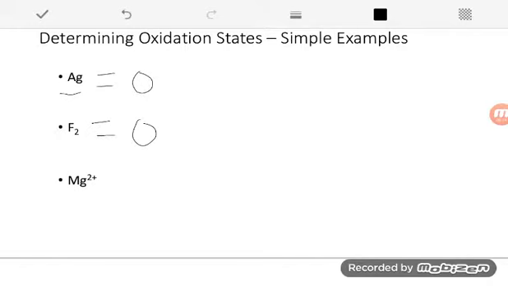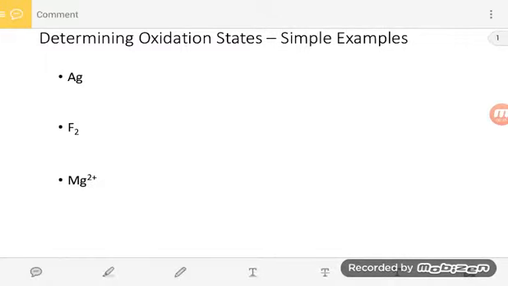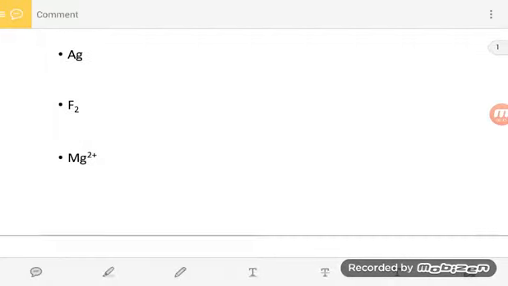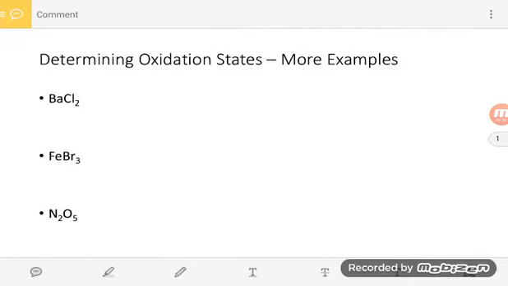Very, very simple. Here, if you have a charge like you do with Mg2+, whatever the charge is, as long as it's a single ion by itself, your oxidation state is just the charge. So here magnesium would be +2. So these are really simple examples, but we won't always have an element by itself. Sometimes we see a compound.